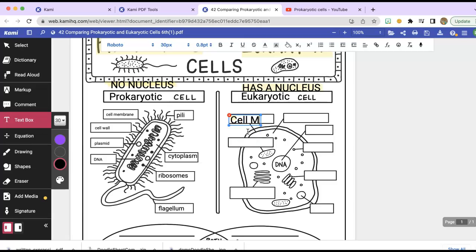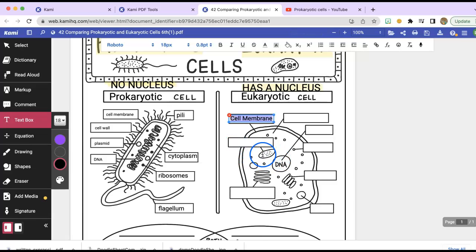This is your cell membrane. We know about cell membranes. We've been talking about them for 2 days. Cell membrane is in your eukaryotic cell and your prokaryotic cell, so they have that in common. I'm going to go down one.